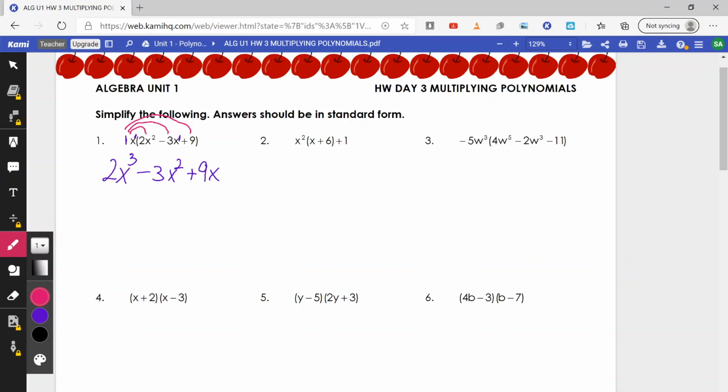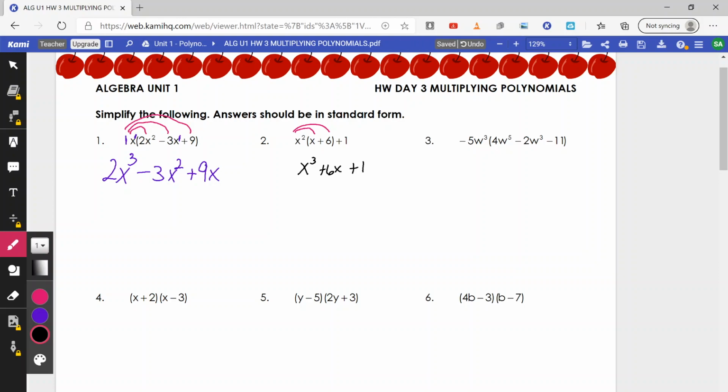So number 2, I'll distribute the x squared. X squared times x, I'll add my exponents. So x being the base, 2 plus 1 gives me x cubed. And then x squared times a positive 6, I just put them together. So plus 6x. And then 1 being on the outside of the parentheses is going to come down along for the ride, so plus 1.